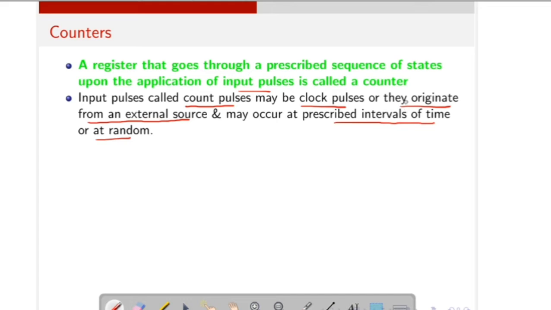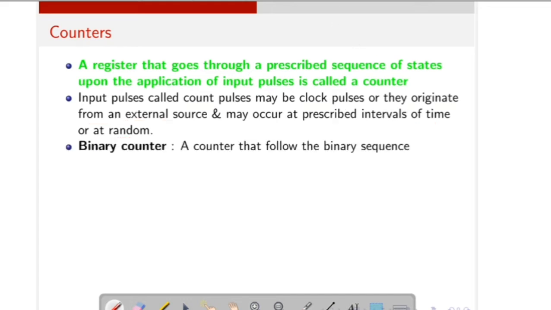Right? Suppose this counter follows a binary sequence, then it is called a binary counter. That means it follows binary numbers. For example, suppose the counter goes through the states 000, 001, 010, 011, and these are binary numbers, so it is a binary sequence, then it is called a binary counter.